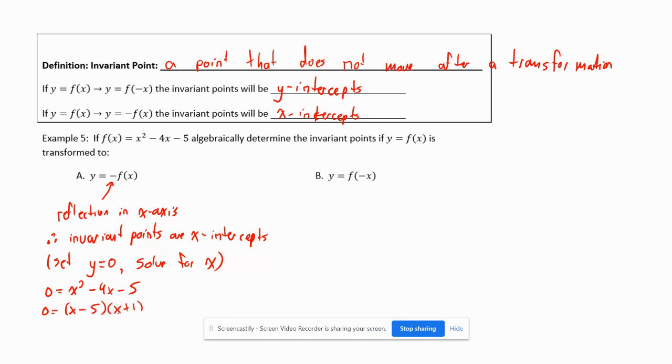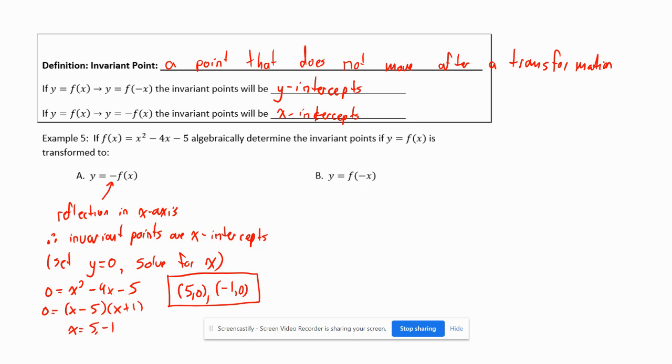Let's check this. x squared plus x minus 5x, x minus 5x is negative 4x, and this gives us negative 5. So therefore, x equals 5 and negative 1. We're asking for points here, so our invariant points are going to be (5, 0) and (-1, 0).